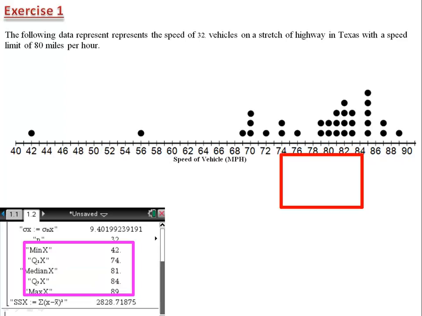Then we look at the median. We draw a dotted line at the median through the middle of the box. The median is 81, and so at 81, I have my dotted line down the middle of the box.